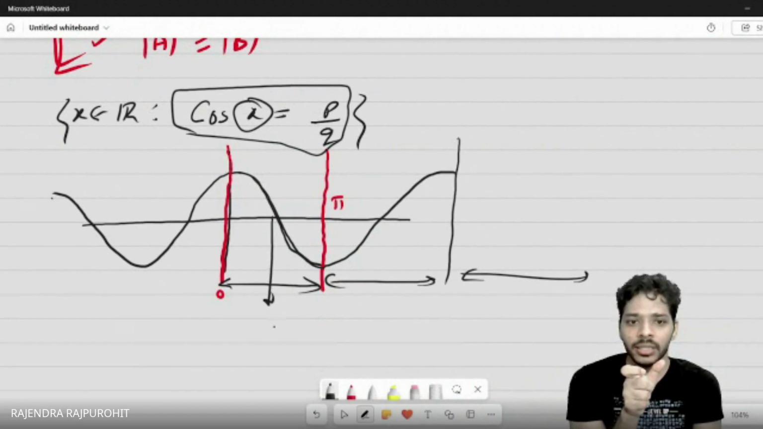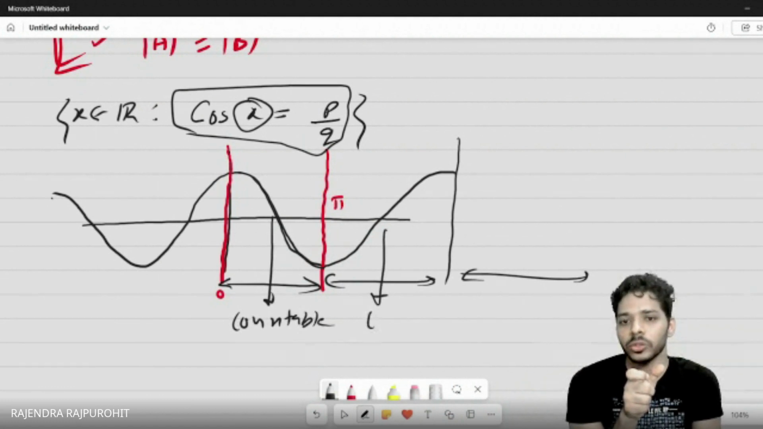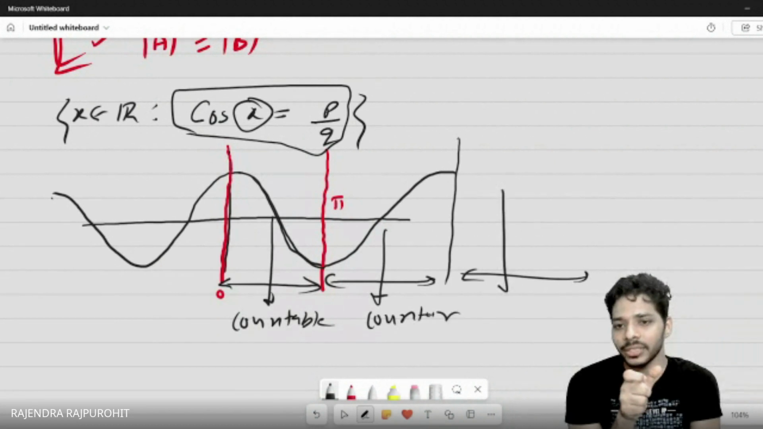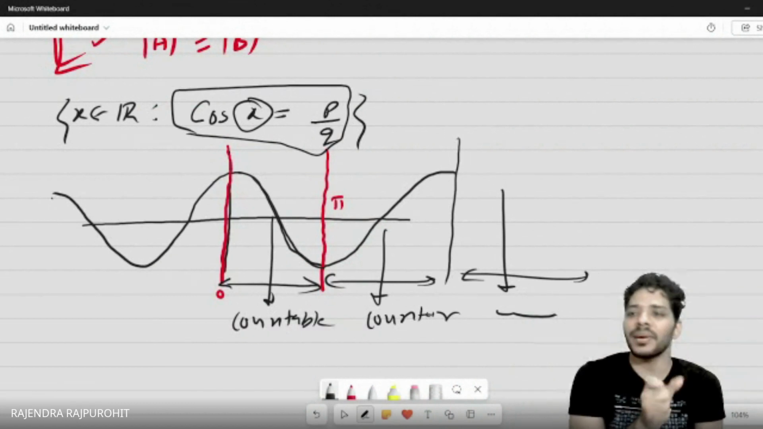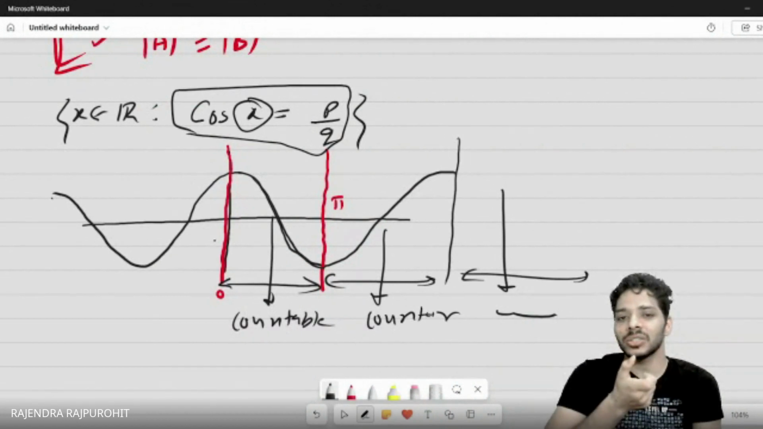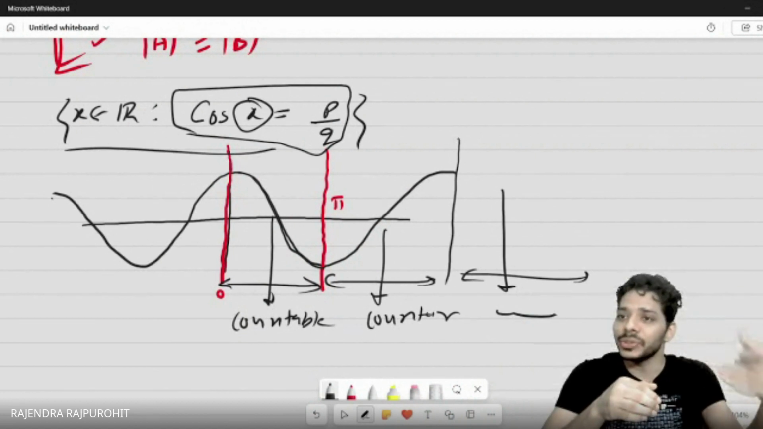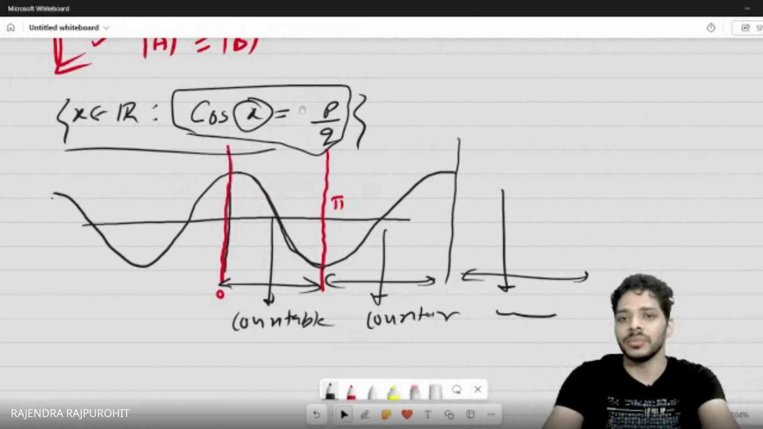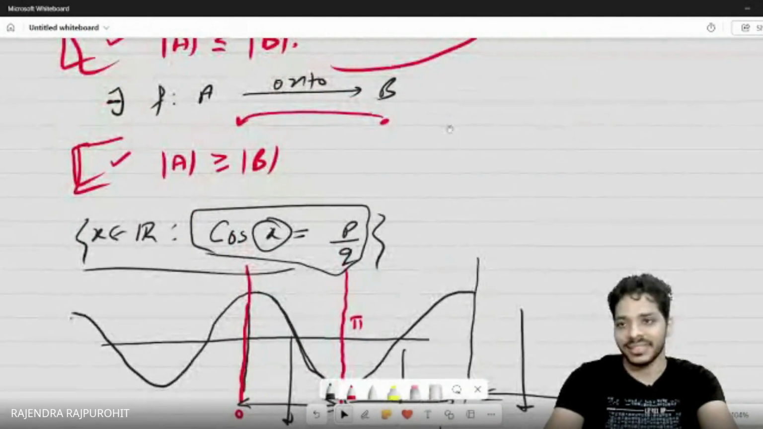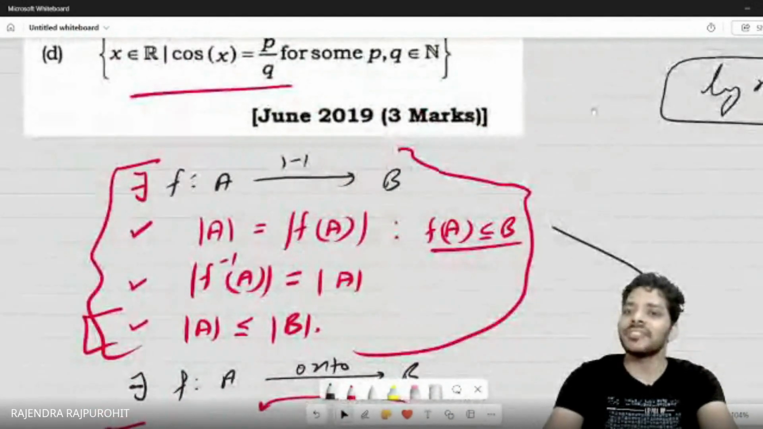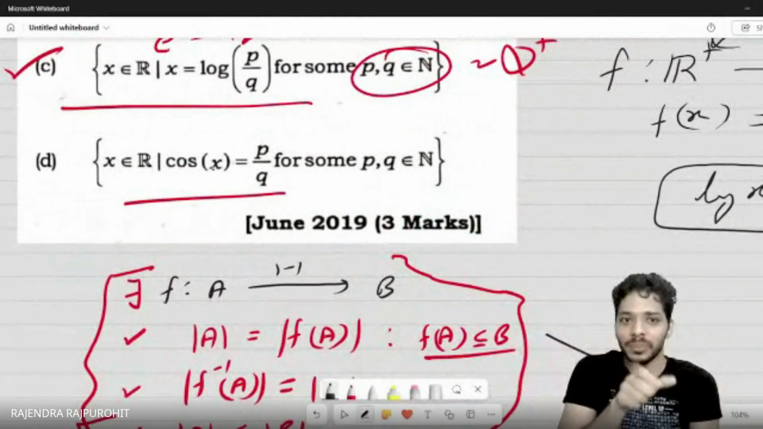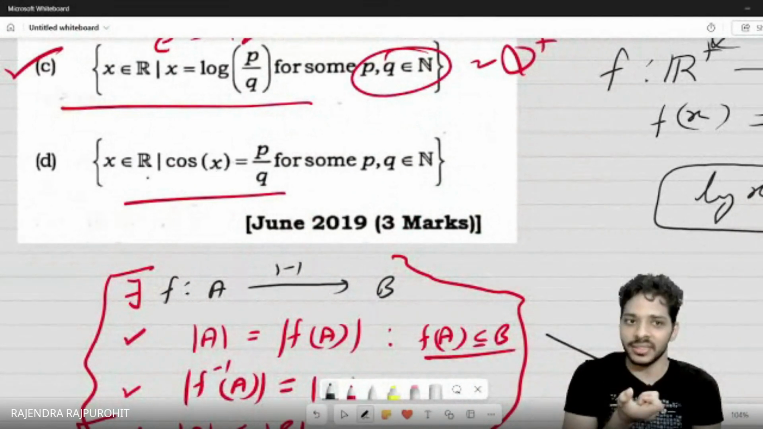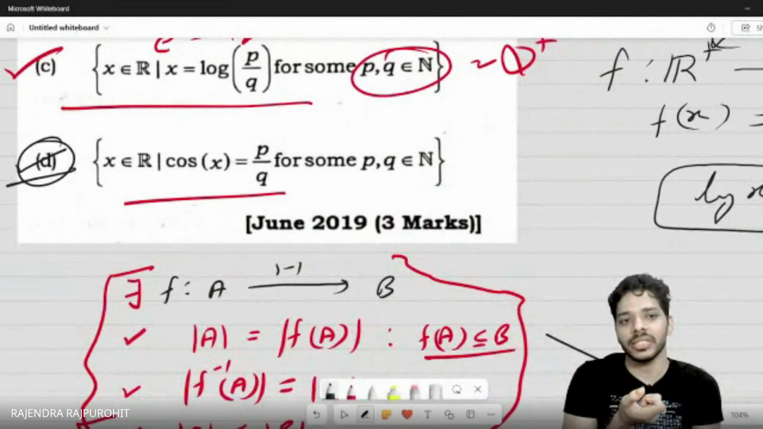So here you have countable, here also countable, and here also countable. You have broken the whole real line into small parts, and in each part you have countably many elements. So your set can be written as a countable union of countable sets, and hence the set is what? Countable. What we did is restrict the function so that in a particular domain it is 1-1, and then take the union because of the periodicity of the cos x function. Hence this is a countable set.